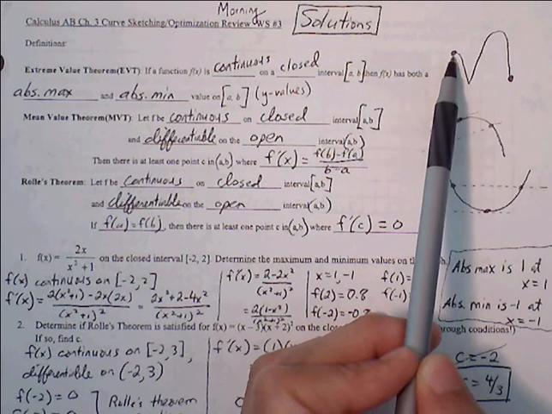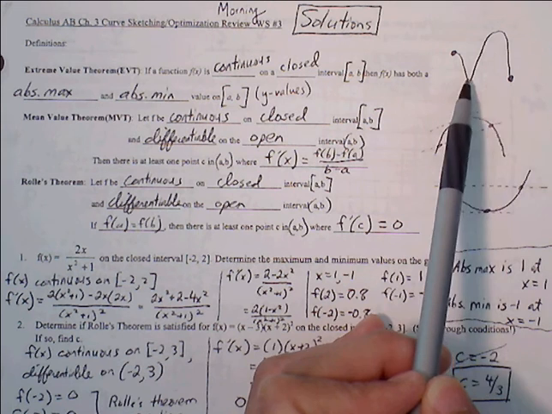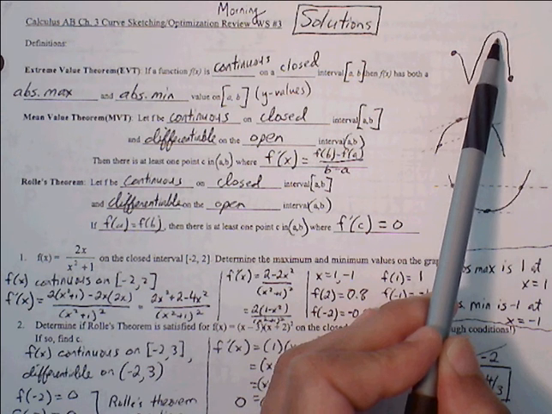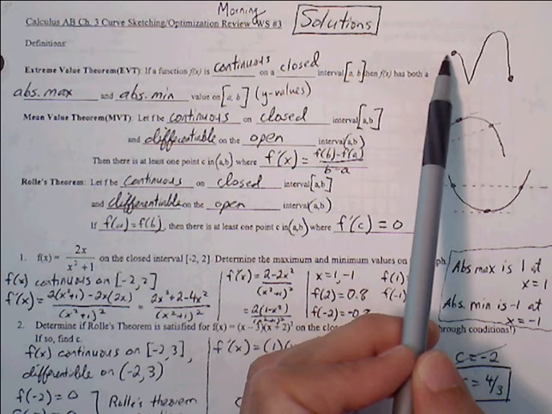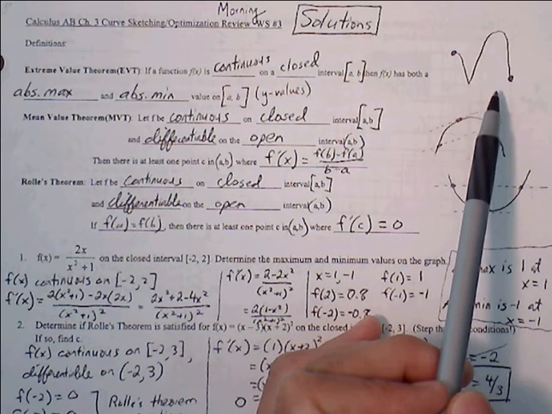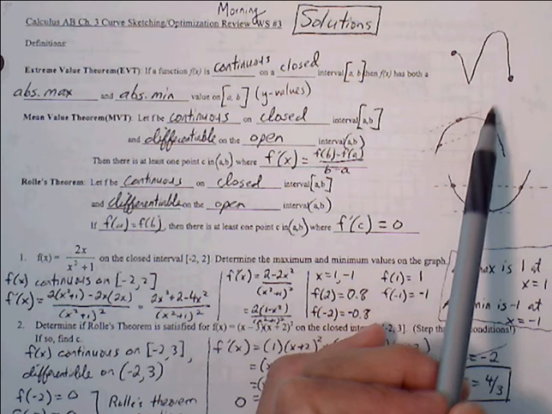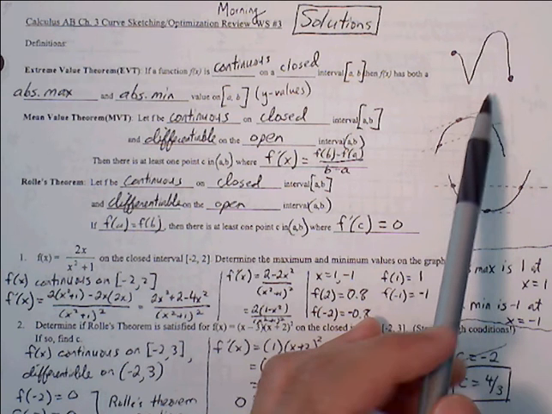So we have to be able to identify the endpoints and also identify the critical points. And after we identify those points, we plug them all into the original function and compare the y values. Whatever the highest y value is will be the absolute max. Lowest y value will be the absolute min.